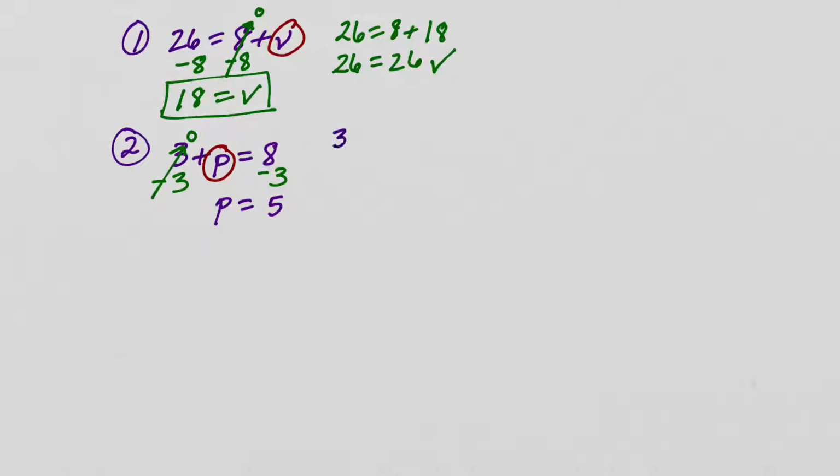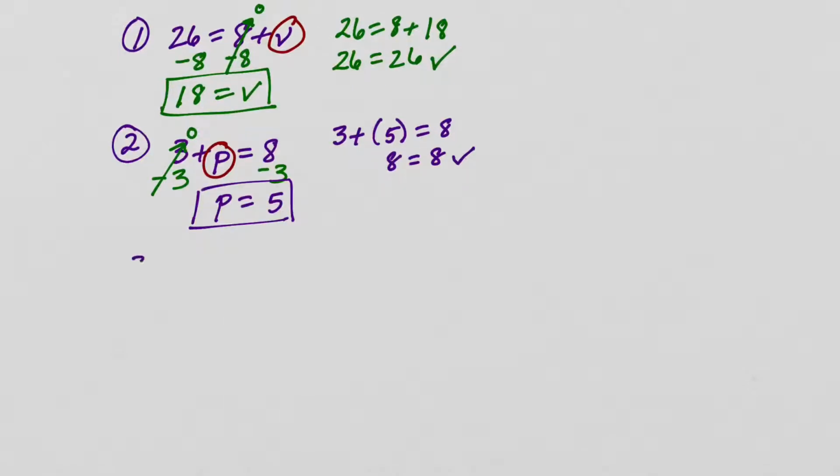Let's check. 3 plus 5 equals 8. 8 equals 8. That checks out. So p equals 5 is my answer. Okay, and it's always a variation on a theme. Let's try one more. In this case, let's do v minus 15 equals negative 27.